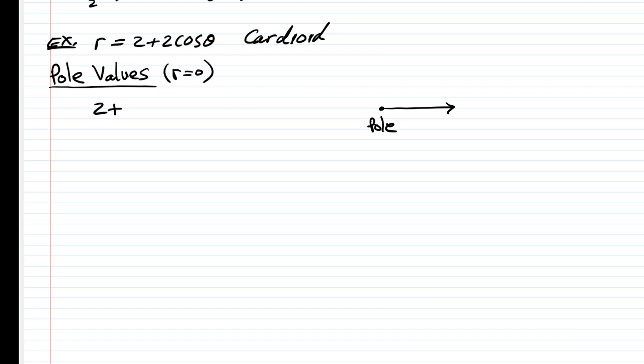So I'm going to set the equation 2 plus 2 cosine theta equal to 0. Then you can divide everything by 2 and isolate cosine. I get cosine theta equals negative 1. And between 0 and 2 pi, theta equal to pi is a solution to that trig equation, right? Cosine of pi is negative 1. So when theta is pi, the graph reaches the pole.